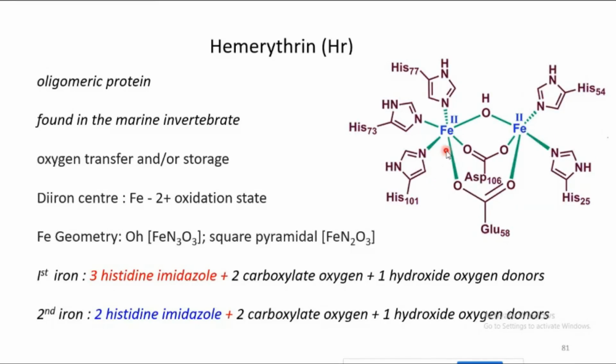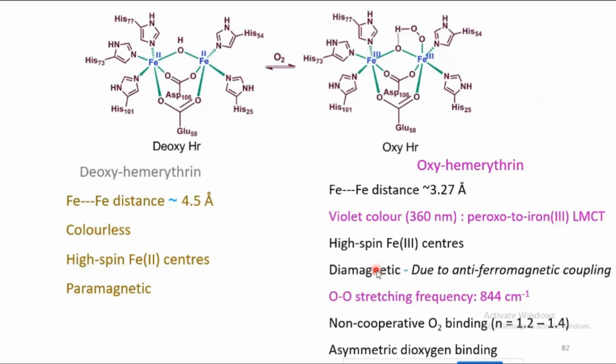So CSIR people generally will ask about the geometry. If you are having a dinuclear center, they will ask about each copper center geometry or iron center geometry, and the protein residues which are involved in coordination, as well as the functional features which are associated with the active site. So, as already discussed, the role is oxygen transport. So deoxyform as well as oxyform both are available.